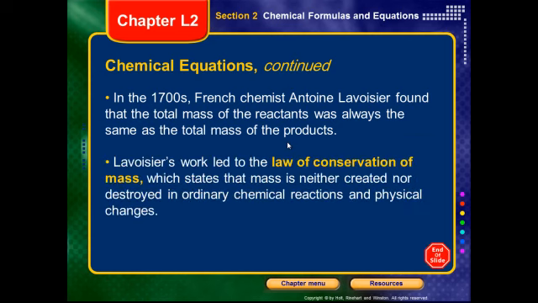The French chemist Antoine Lavoisier found that the total mass of the reactants was always the same as the total mass of the products, as we said. This work led to a law called the Law of Conservation of Mass. The Law of Conservation of Mass states that mass is neither created nor destroyed in ordinary chemical reactions and physical changes. That is, the mass does not change. You have to study this law well. They are always equal, the reactants and the products.